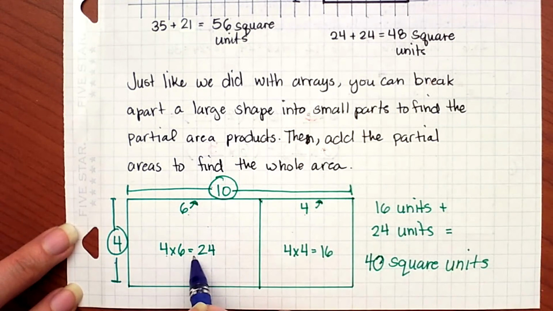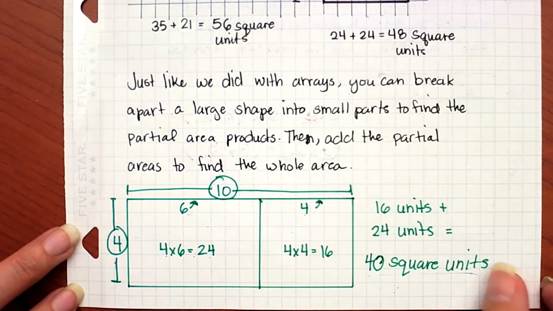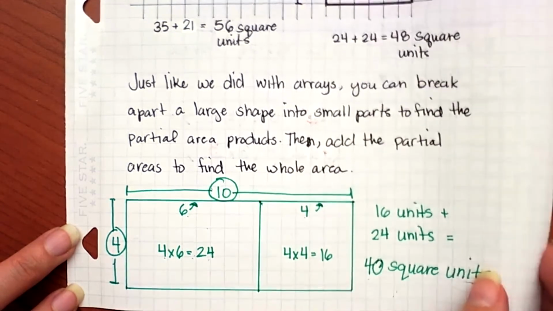Now 4 times 6 is 24 square units, and 4 times 4 is 16 square units. So if I add my 16 and my 24, I end up with 40 square units. So that tells me 4 times 10 is equal to 40 square units. You're just cutting it into pieces, finding the areas, and then adding them together.